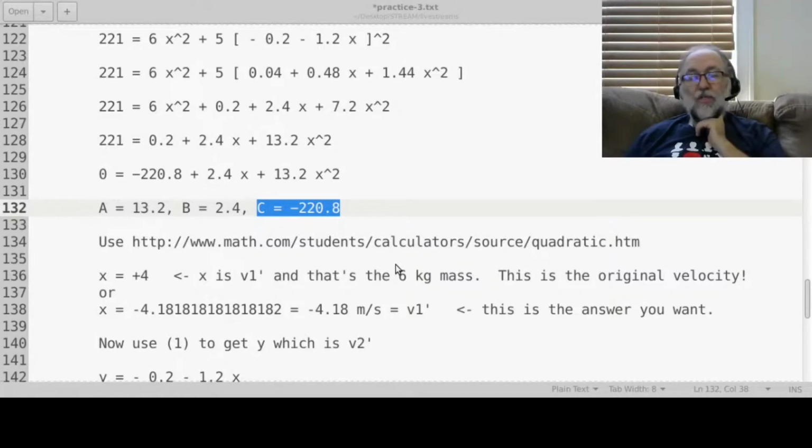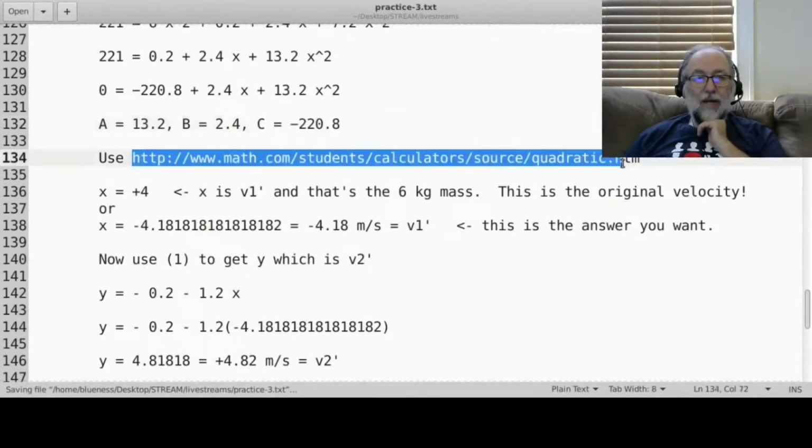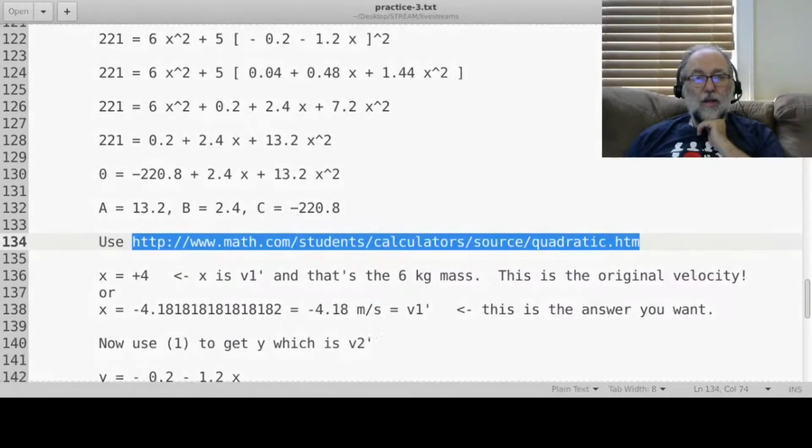I'm sure you have done this so many times by now that you might as well just make use of a quadratic calculator, and there is one right there. This is math.com, which has a lot of nice goodies on that site, and this is the URL for the quadratic equation solver. You don't have to memorize that URL. Just Google for solve quadratic equation online, and you'll get a gazillion of these. People have just made web pages that will solve these things.